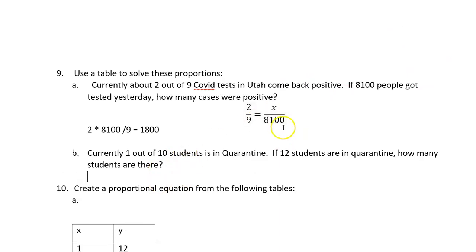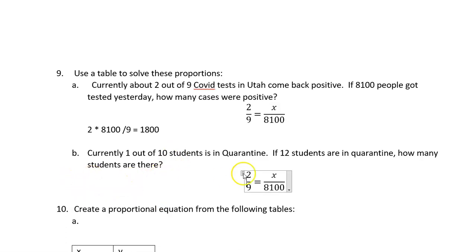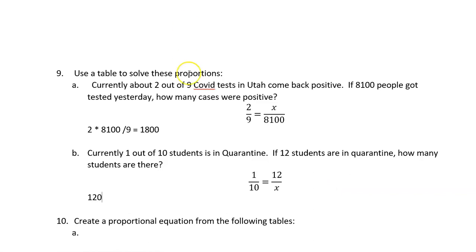And 1 out of 10 students is in quarantine. You can tell this is a little outdated of a question, but if 1 out of 10 students is in quarantine, and 12 are in quarantine. So the 12 is coming on the top, because there's 12 in quarantine, 1 out of 10 is in quarantine. And the bottom would be your x. So then I do 12 times 10 is 120, divided by 1, there's 120 students. That was 12 times 10 divided by 1 is where that 120 came from.